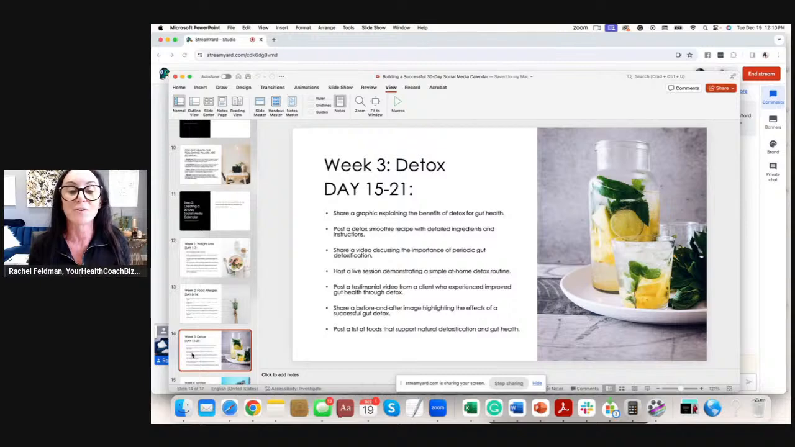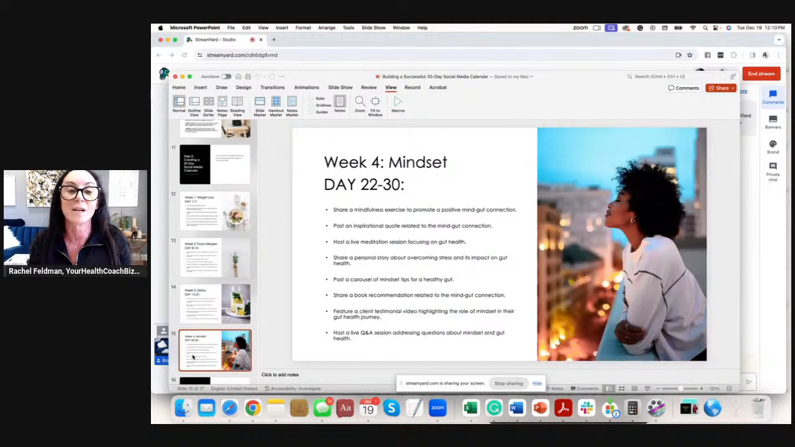Share a before and after image, highlighting the effects of successful gut detox. Post a list of foods that support natural detoxification. Then we get into mindset. One of the reasons I focused on mindset is I felt like it was really hard to have gut issues, but also that mind and gut connection was so important.